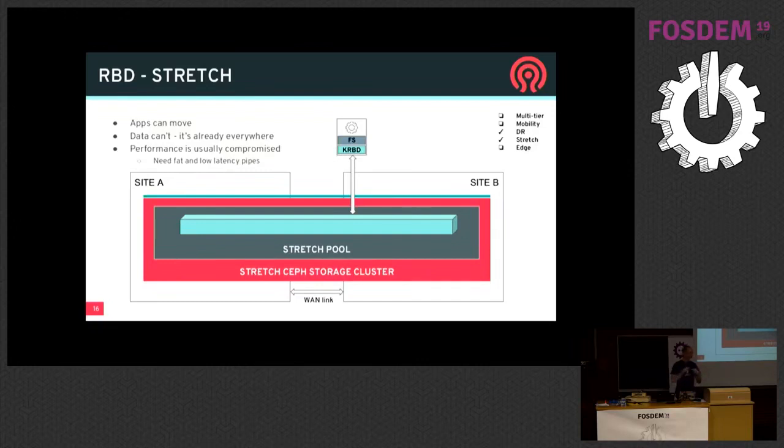You set up your crush rules so that your replicas are placed appropriately. So you have some replicas in one data center and some replicas in another. Make sure you have enough monitors. And lots of people do this. It works. Your application can now move between data centers because the storage is available in both. You have sort of the single Ceph storage available in both sites. The data doesn't move because it's already in both places.